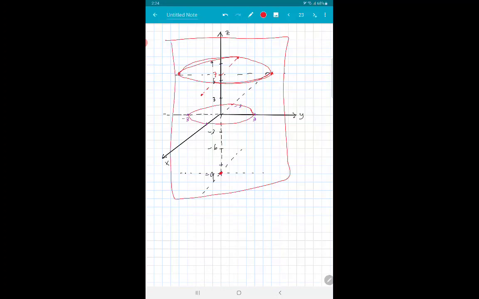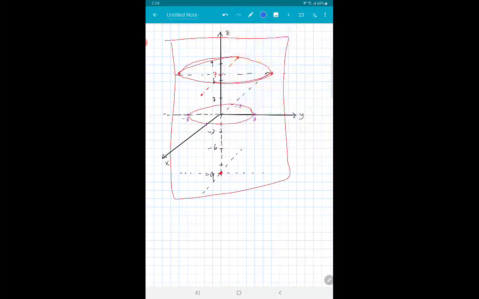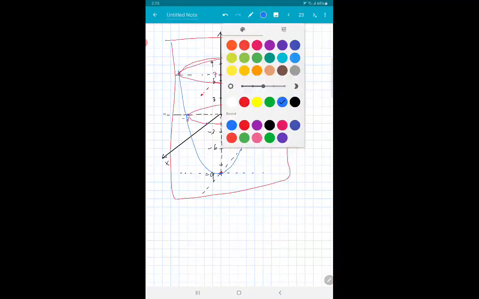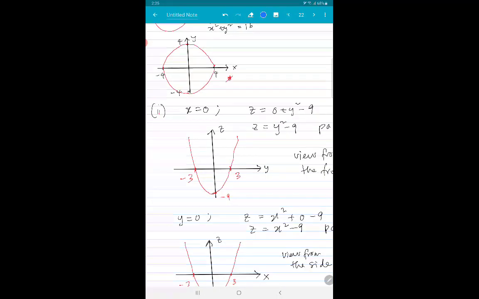So going back here, this is the YZ plane. We only need to sketch the parabola that goes through -9 on the z-axis, and it intersects the y-axis at 3 and -3. When we sketch that, we have something like this, a parabola open upwards. Then I'm going to erase the YZ plane, and we can see the shape of the graph now, but we have one more trace.